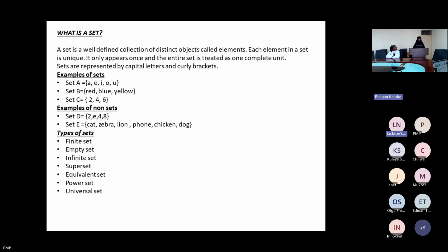Sets. What is a set? A set is a well-defined collection of distinct objects called elements. Each element in a set is unique and only appears once, and the entire set is treated as one complete unit. Sets are represented by capital letters and curly brackets. Examples of sets are set A, set B, and set C. Examples of non-sets are set D and set E. Types of sets: finite set, empty set, infinite set, subset, equivalent set, power set, and universal set.